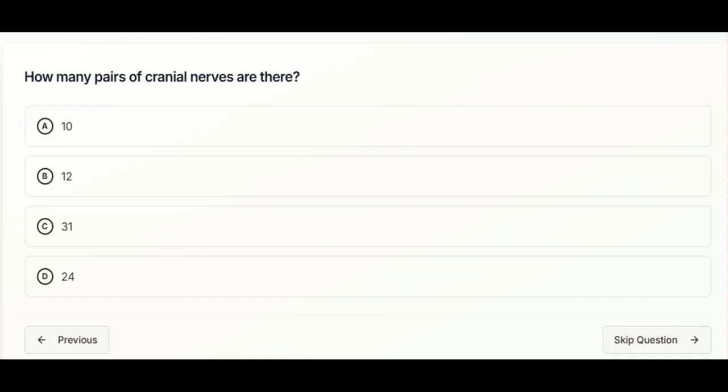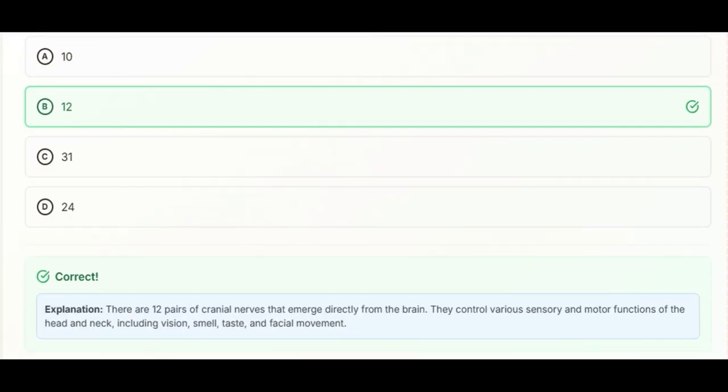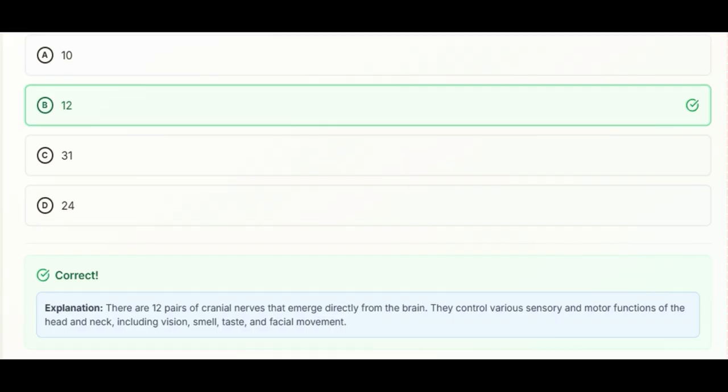How many pairs of cranial nerves are there? 10, 12, 31, or 24? 12. There are 12 pairs of cranial nerves that emerge directly from the brain. They control various sensory and motor functions of the head and neck, including vision, smell, taste, and facial movement.